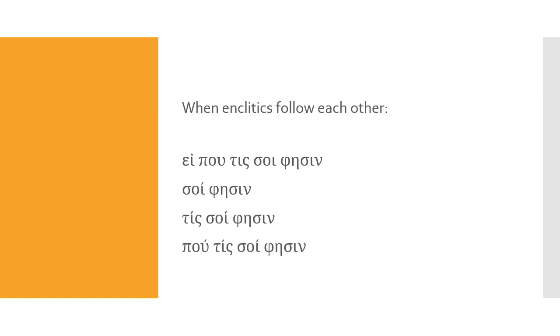Notice not a circumflex. Pou with a circumflex would be the interrogative question where. Pou without a circumflex is going to be the indefinite somewhere, or the particle. Ei also takes an acute here. Ei pou tis soi phesin. If someone said to you somewhere, somehow. It's a very indefinite kind of statement.